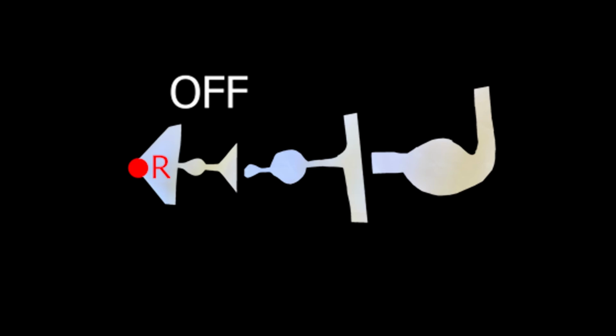This causes the cell to stop releasing neurotransmitters that inhibit the bipolar cells. Since the bipolar cells are no longer inhibited, they will release neurotransmitters that excite the ganglion cells. This causes the ganglion cells to transmit a message through the optic nerve to the visual cortex.